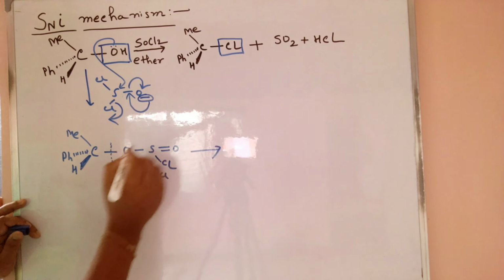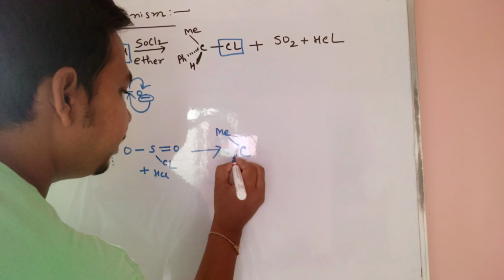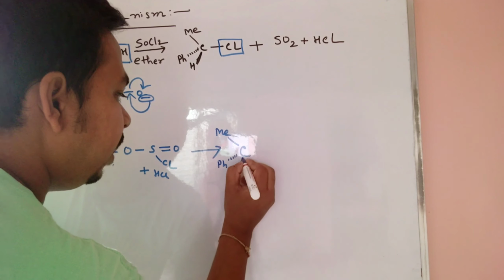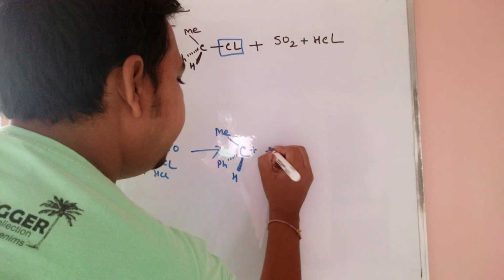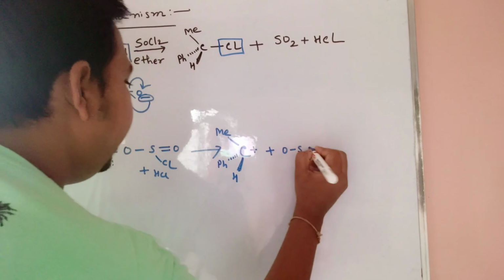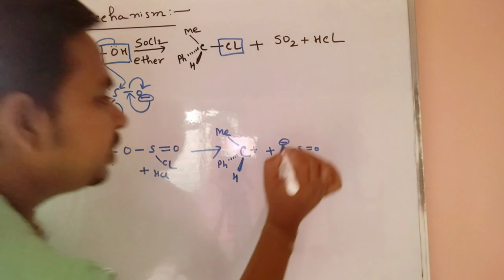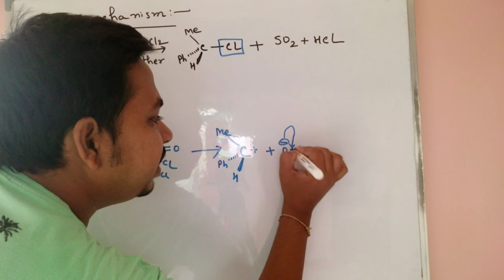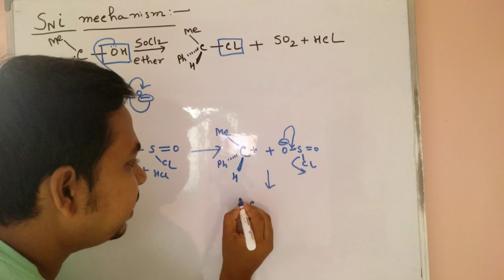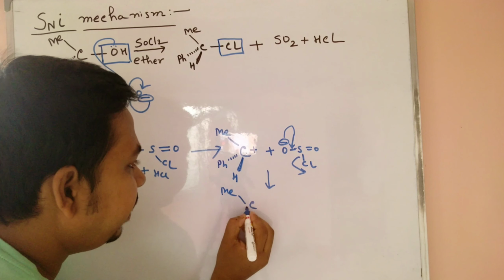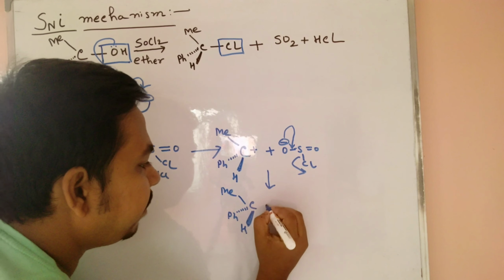here the formation is C, Me, down bond is down and up bond is up. So the carbocation is formed here plus O–S double bond O–Cl. Then this minus charge returns back and Cl is removed. Then formation of product is C, Me, the downside is down and upside is up.